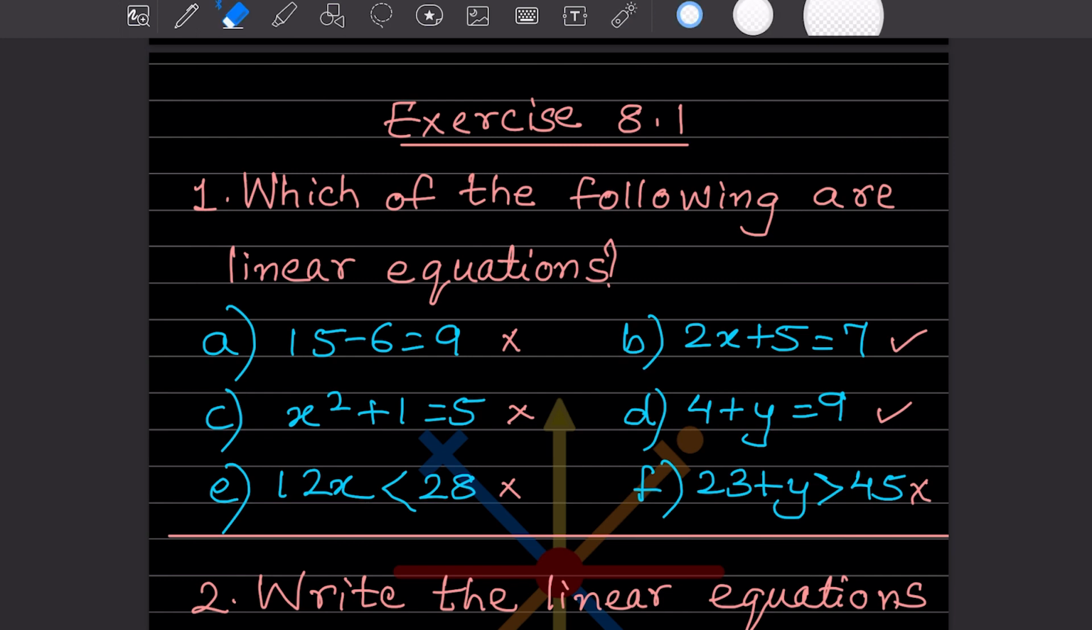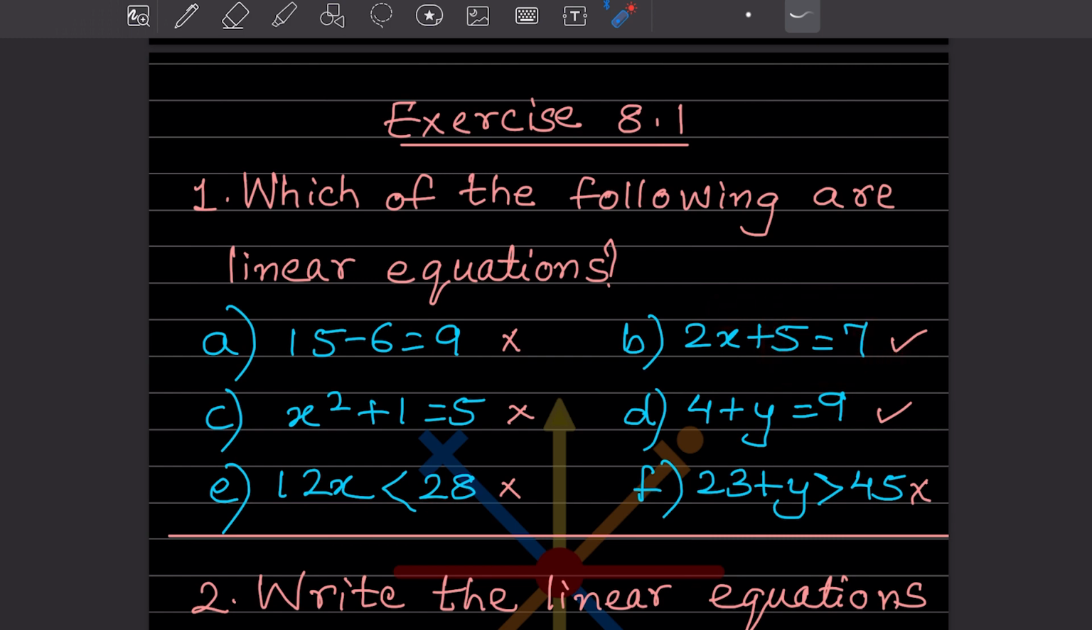Look at what they say here: which of the following are linear equations? Now you know a linear equation should have a variable and the power should be 1. In the first case, 15 minus 6 is 9. This is not a linear equation because we don't have any variable, only numbers. In the second one, here is x and these are the constants, so this is a linear equation.